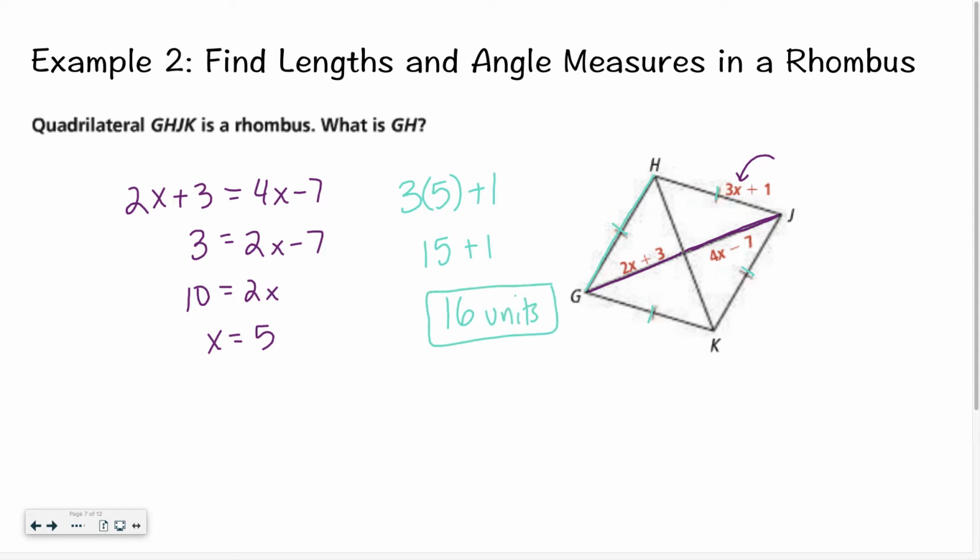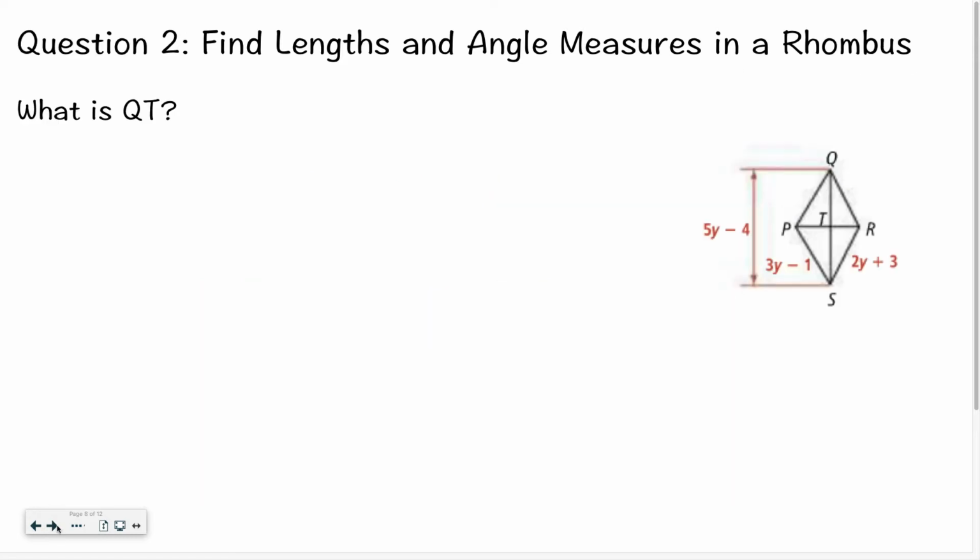So I set my bisected diagonals equal to each other, so I could find out what x was. Then I plugged it into this side over here because I knew the expression for it, and I knew that HJ is congruent to GH, so that's why I did that process. Go ahead and look at this example and see if you can solve for QT.